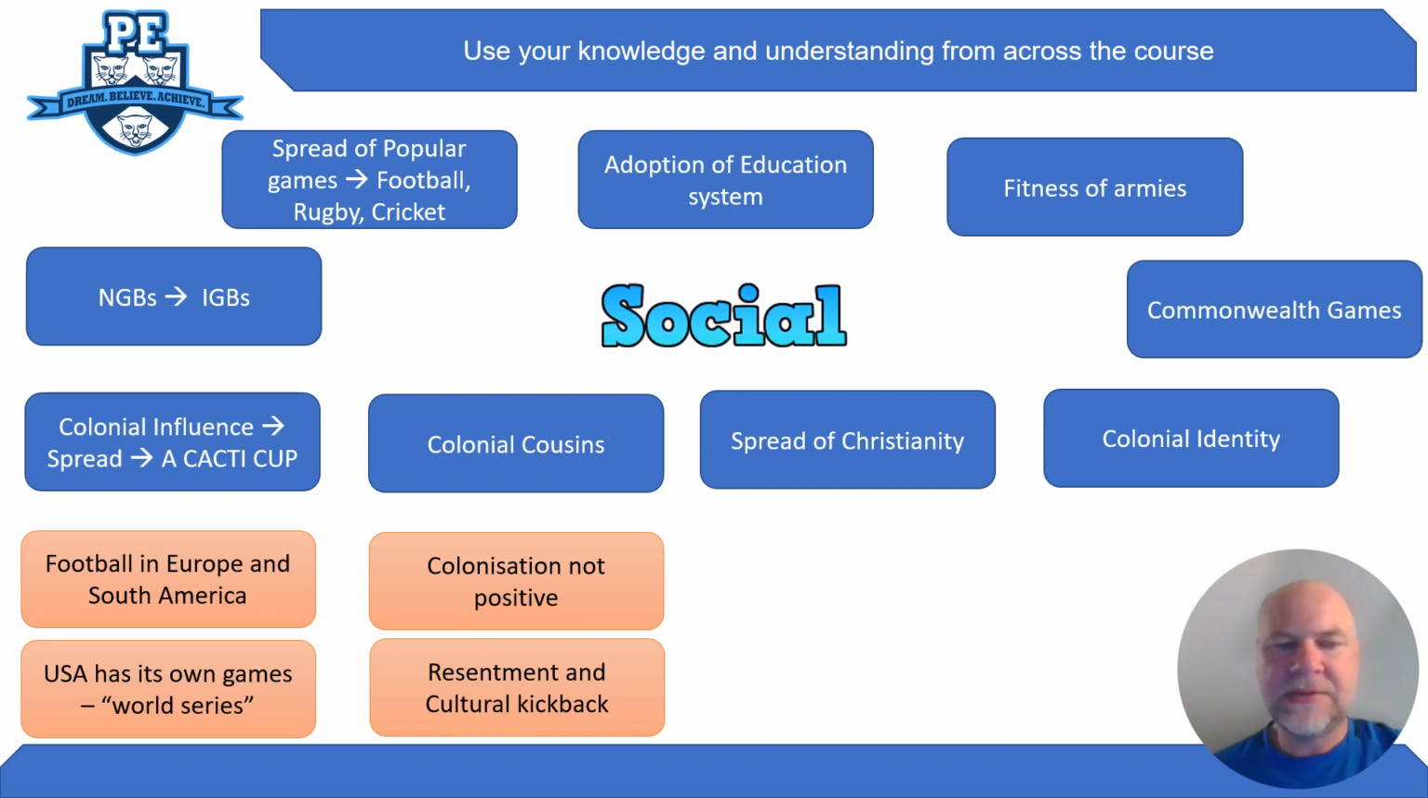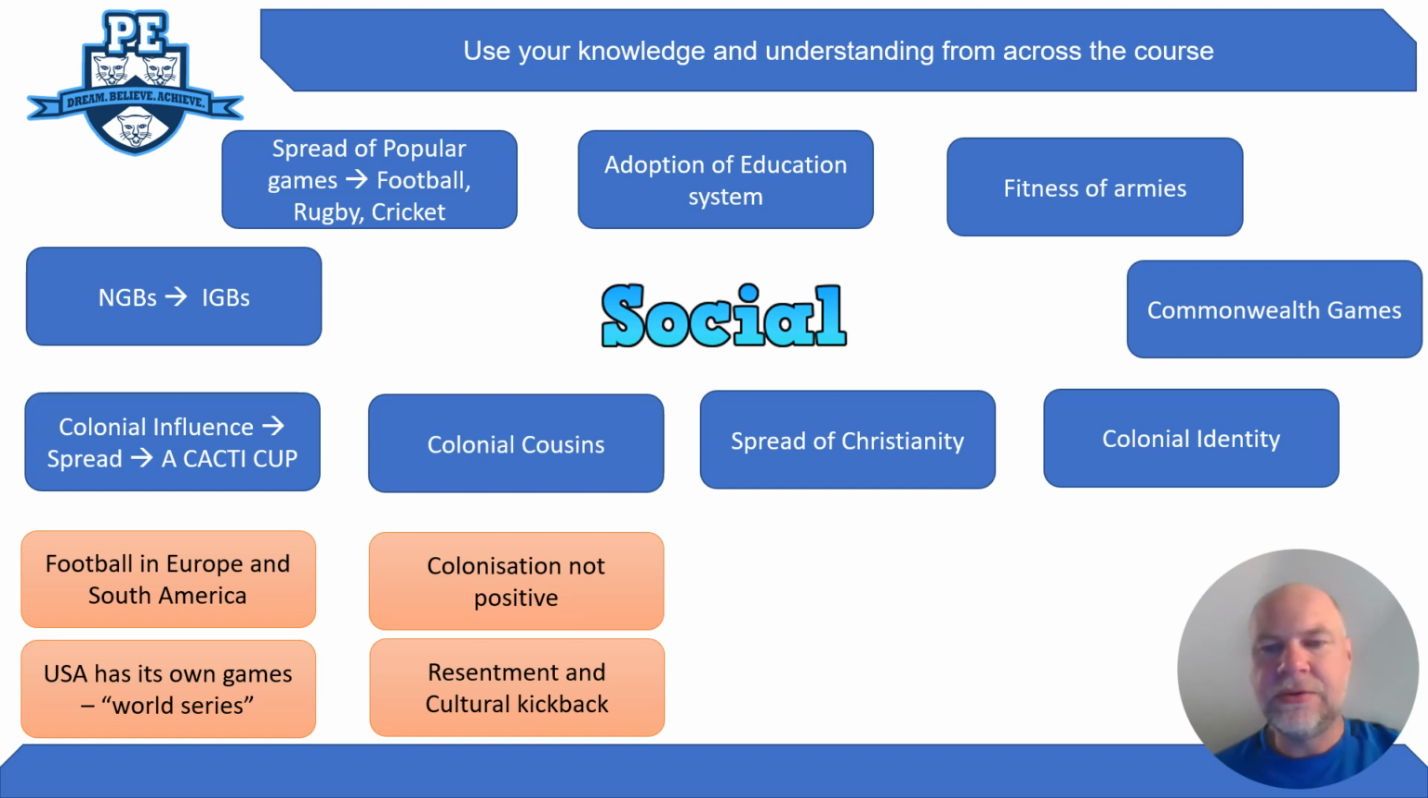The social one tends to be the easier one, where, for example, national governing bodies were formed and led to the development of international governing bodies. The more popular sports, football, rugby and cricket, are the ones that spread nationally and internationally. We talked about the adoption of the education system and the army needing to be fit. But then we also have the idea that the Commonwealth Games was set up.